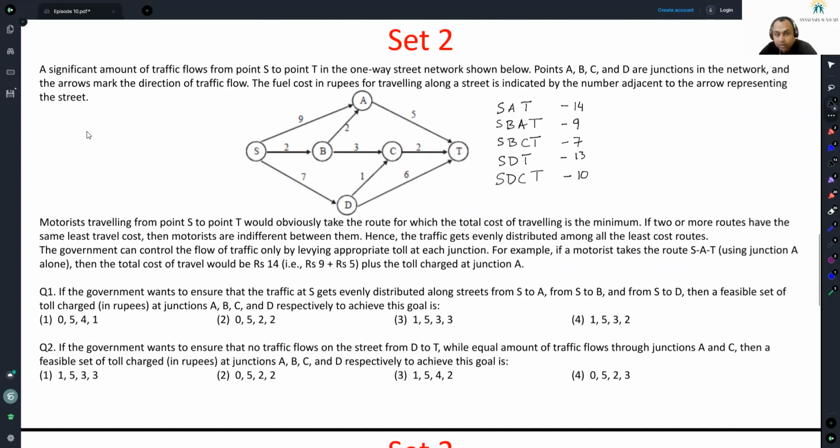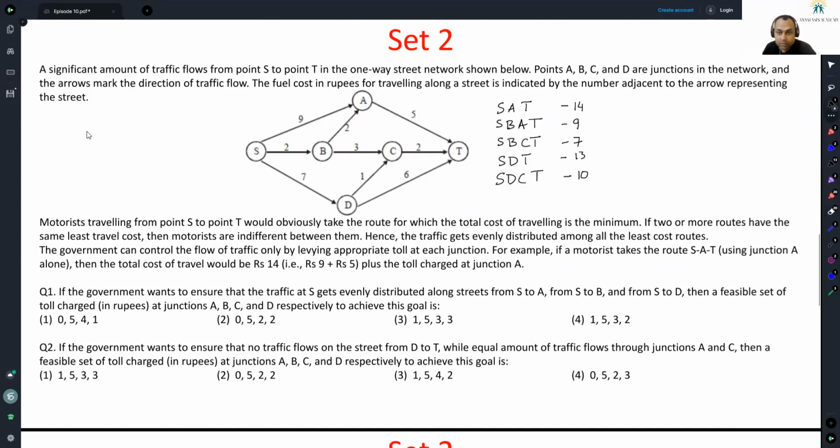The government can control the flow of traffic only by levying the appropriate toll at each junction. For example, if a motorist takes the route SAT using junction A alone, the total cost of travel would be rupees 14, rupees 9 plus 5, yes, plus the toll charged at junction A. So whatever is the toll charge for A will also get incorporated. Fine.